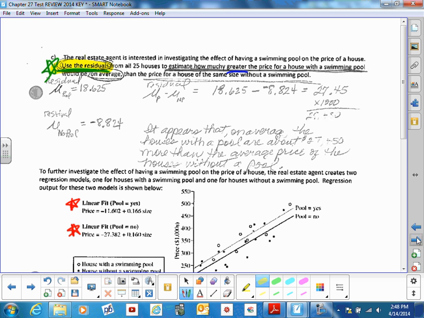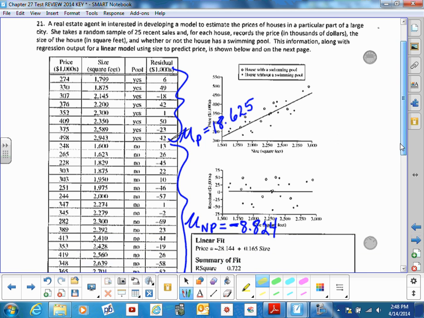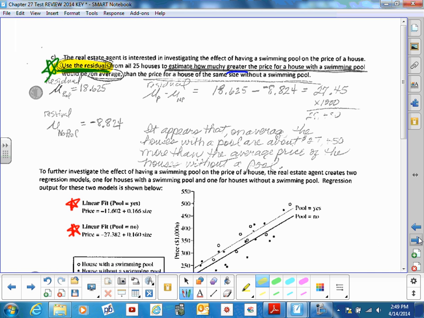So what I did was I averaged the residuals. It was nice in the table that they organized all the pool houses together on top, and so I averaged that, and I got 18.625, which is saying those houses on average are 18,625 above predicted. Now, this section below is a negative 8.824, so all of these ones without a pool are on average 8,824 below predicted. Now, to see how much greater the ones with a pool are than the ones without a pool, I subtracted and I got 27.45, so that's about 27,450 that I expect the ones with a pool to be above the ones without a pool.